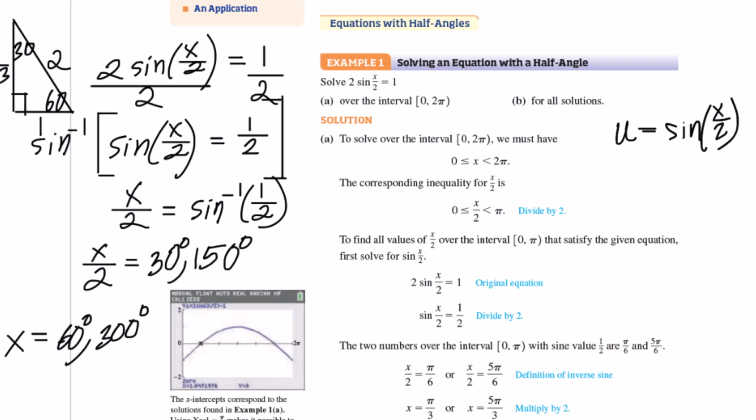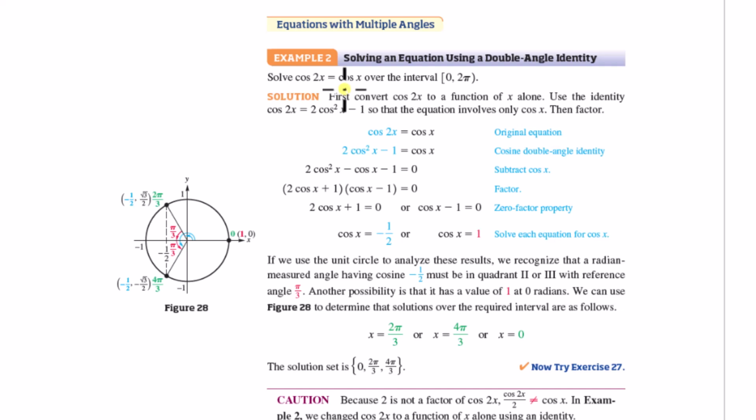But what if we have double angles or multiple angles, but now it's not linear? So that's a little more complicated. You see it's saying cosine 2x is equal to cosine x. So yeah, this does get a little more complicated. What do we do here?